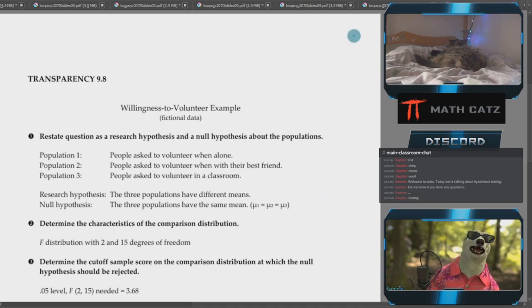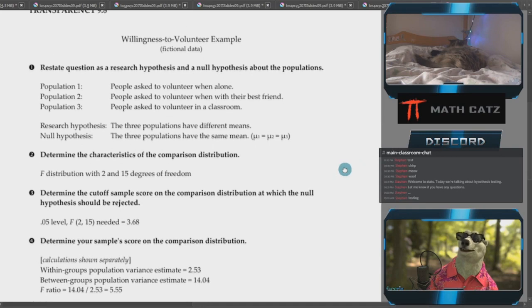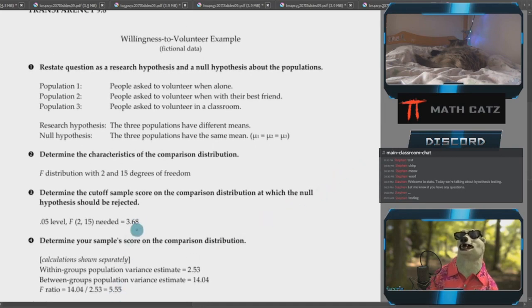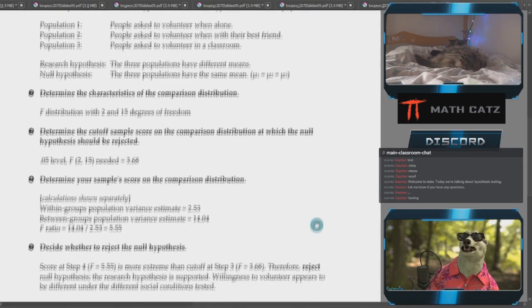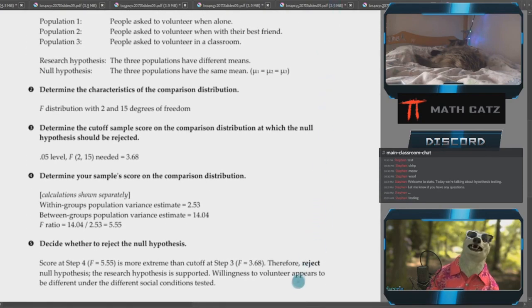And then we compare our F ratio, 5.55, to the cutoff, 3.68. It is more, so therefore, this is very unlikely with a 5% chance to be happening if the populations were the same, and we take that as strong enough evidence to reject the null hypothesis in support of the research hypothesis. The willingness to volunteer appears to be different under different social conditions, depending on who the person is with when you ask them.